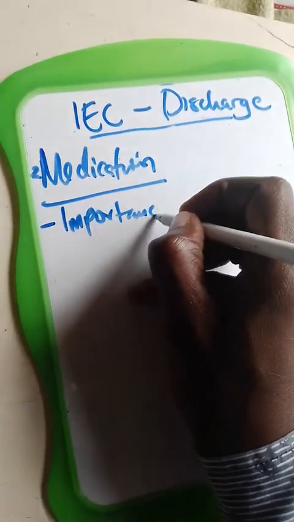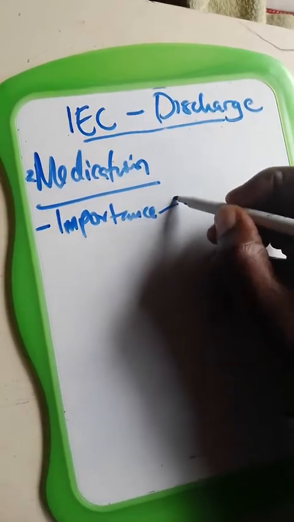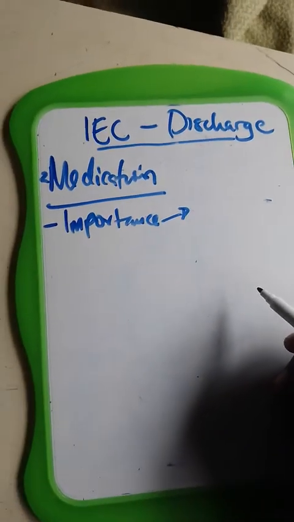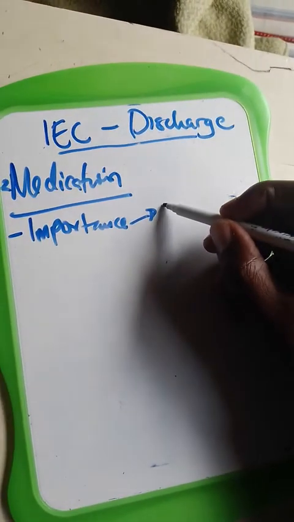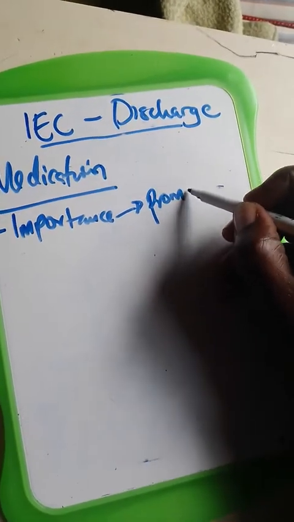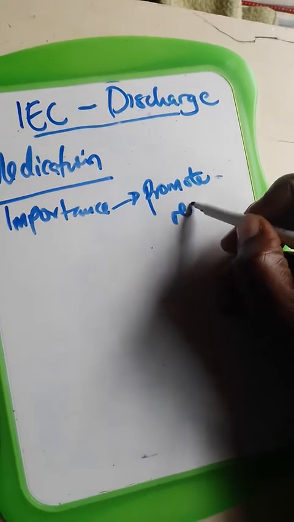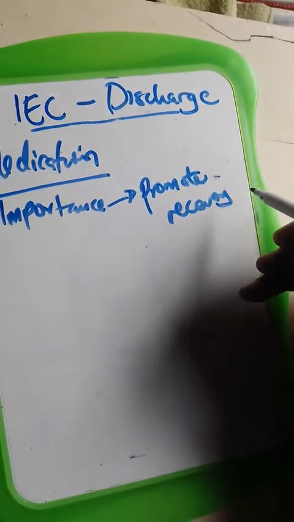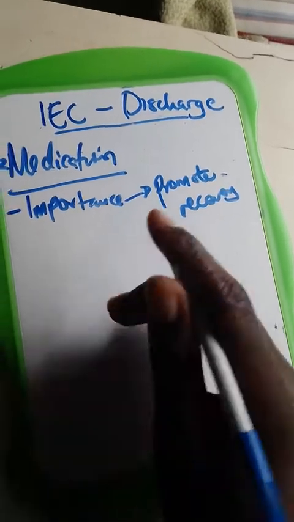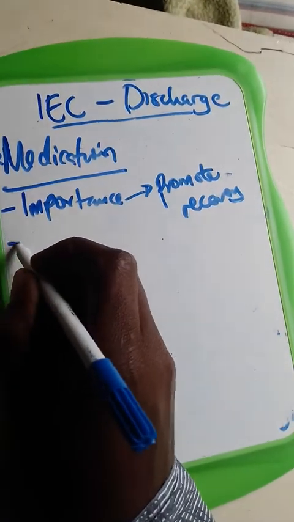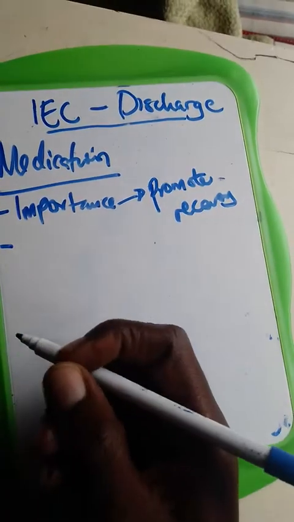You need to explain the importance of taking medicine, so the patient should understand why they're taking that medicine. You need to explain to them that this will promote recovery. That's why you need to explain about the importance of taking medicines. They need to know that they'll recover, or their life will be preserved.